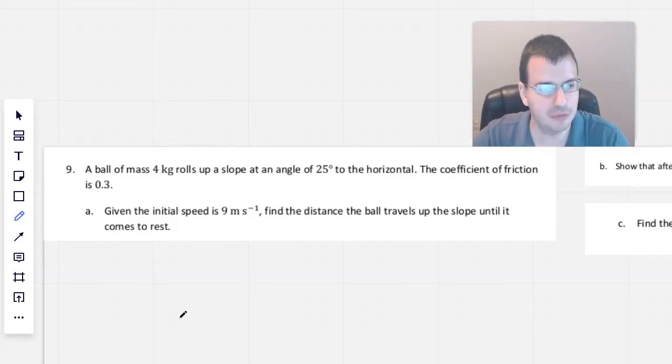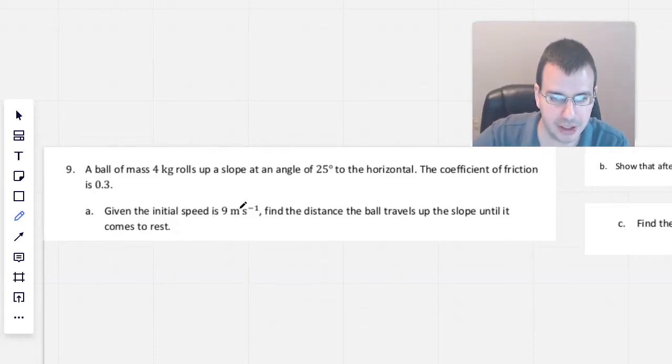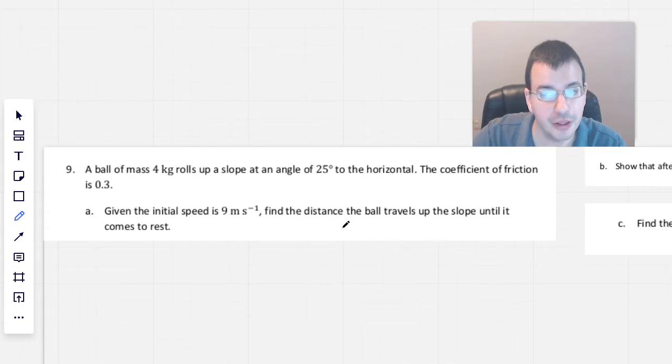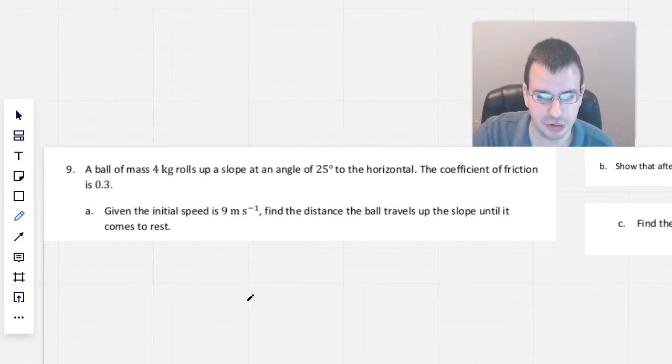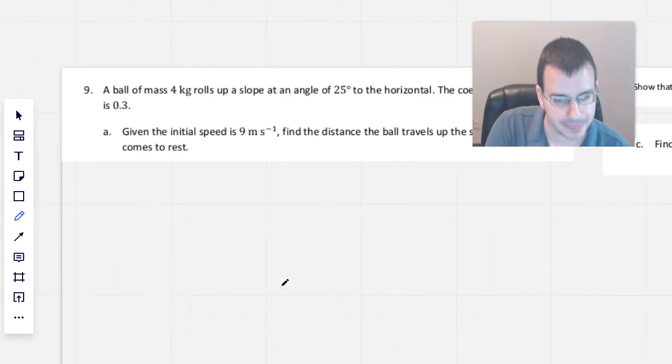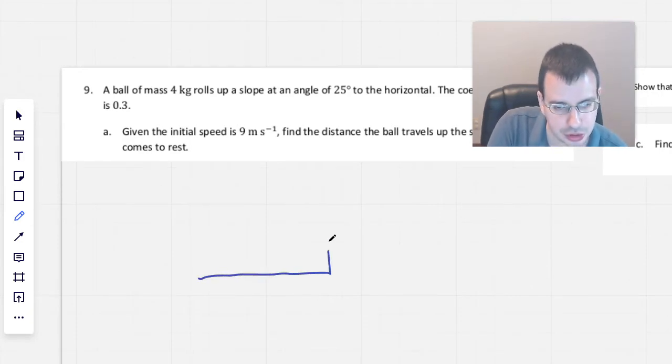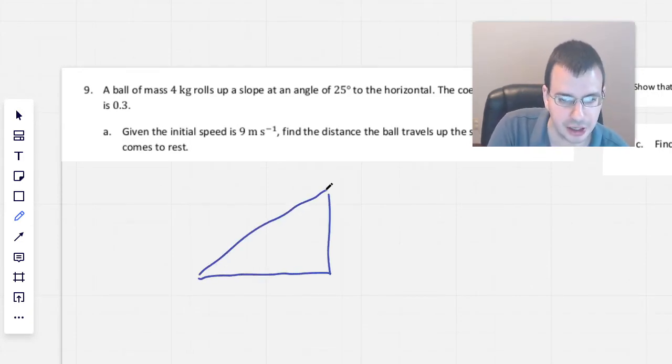A ball of mass 4 kilograms rolls up a slope at an angle of 25 degrees to the horizontal. The coefficient of friction is 0.3. Given the initial speed of 9 meters per second, find the distance the ball travels up the slope until it comes to rest. Okay, so I'm going to draw a picture of this, like so.